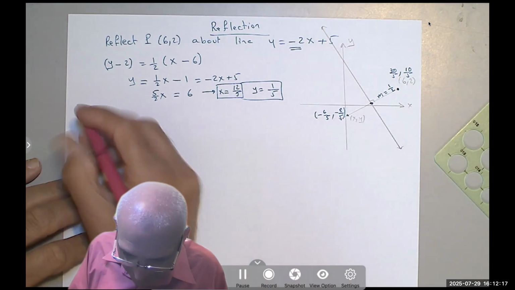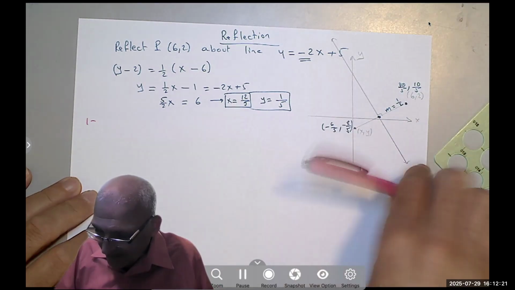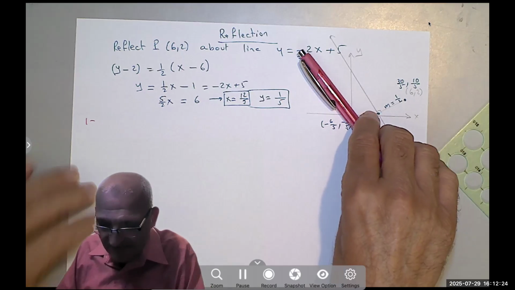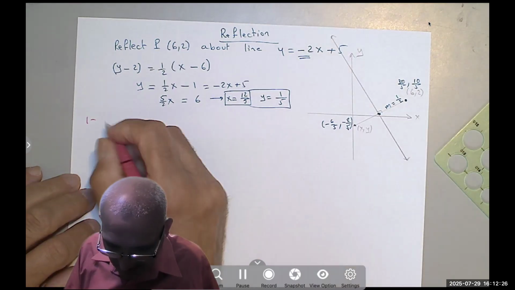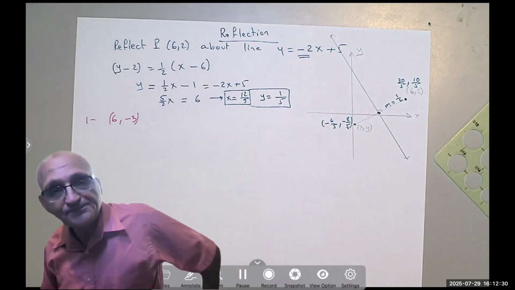So the first step: the line is negative 2x plus 5. So I have to subtract 5 to make it negative 2x, right? But if I subtract 5 from this, the point 6, 2 becomes 6, negative 3. That's step number 1.